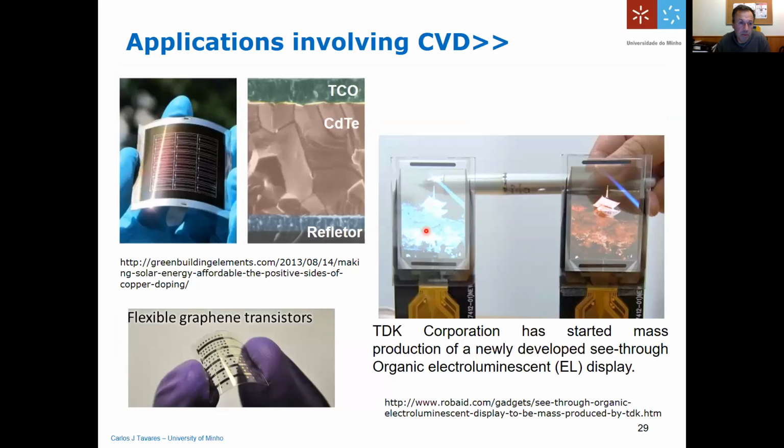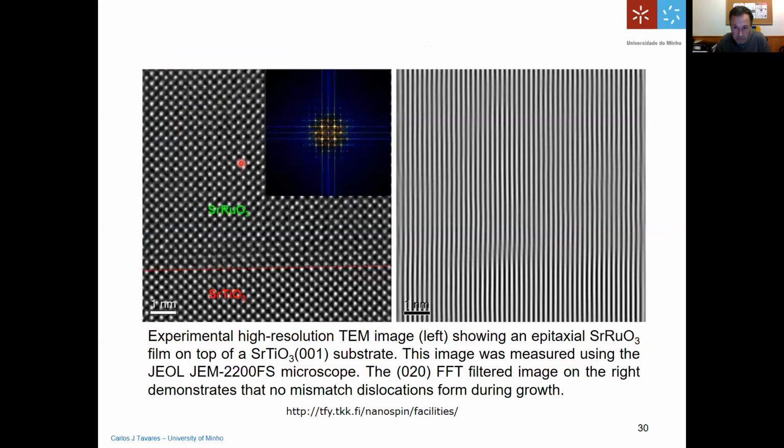And then these are some applications. You can produce very nice coatings, for example flexible graphene transistors. Actually, most of the graphene produced in the laboratory is made by CVD methods. So here you have CVD graphene transistors which can be produced on polymers, or you can produce photovoltaic materials, for example amorphous silicon or cadmium telluride, on top of polymers. You can also do this by CVD, etc.